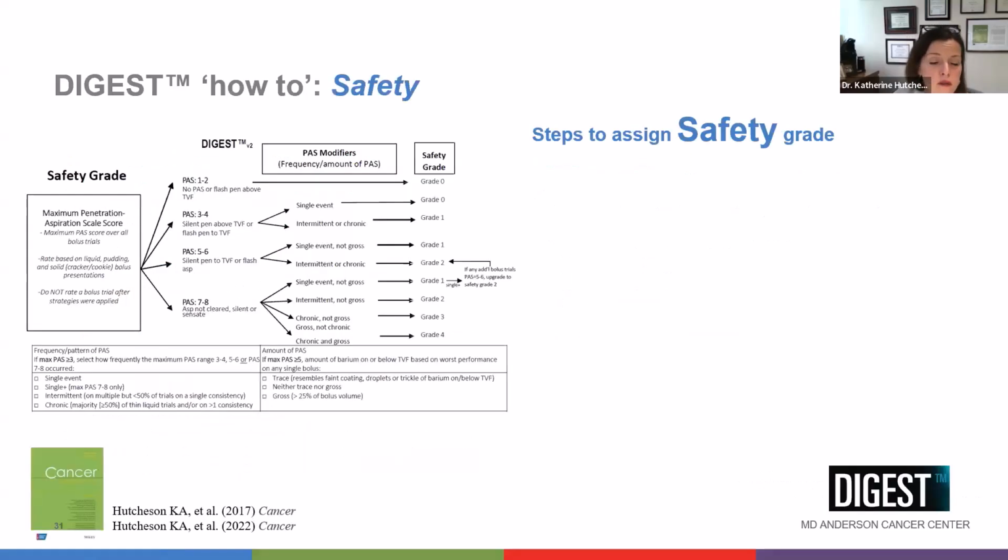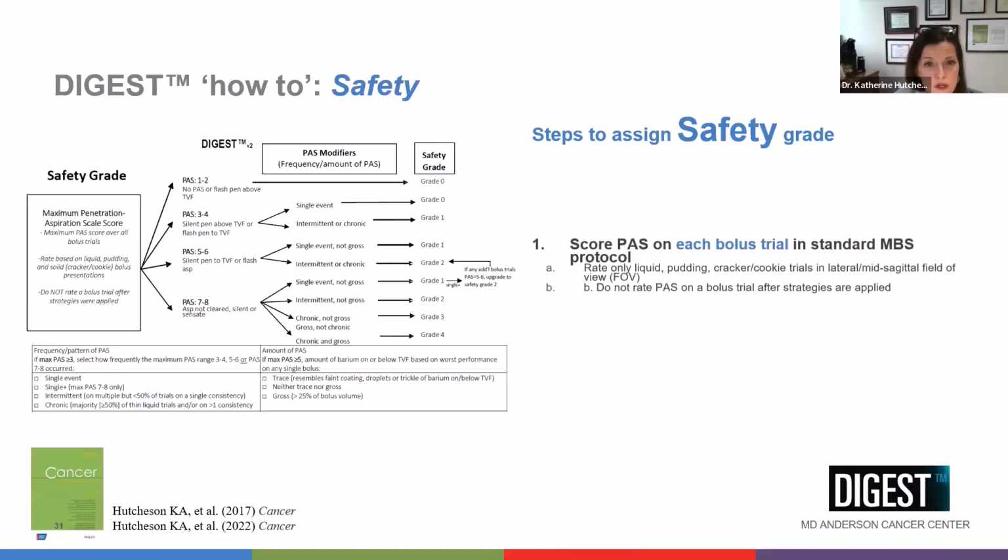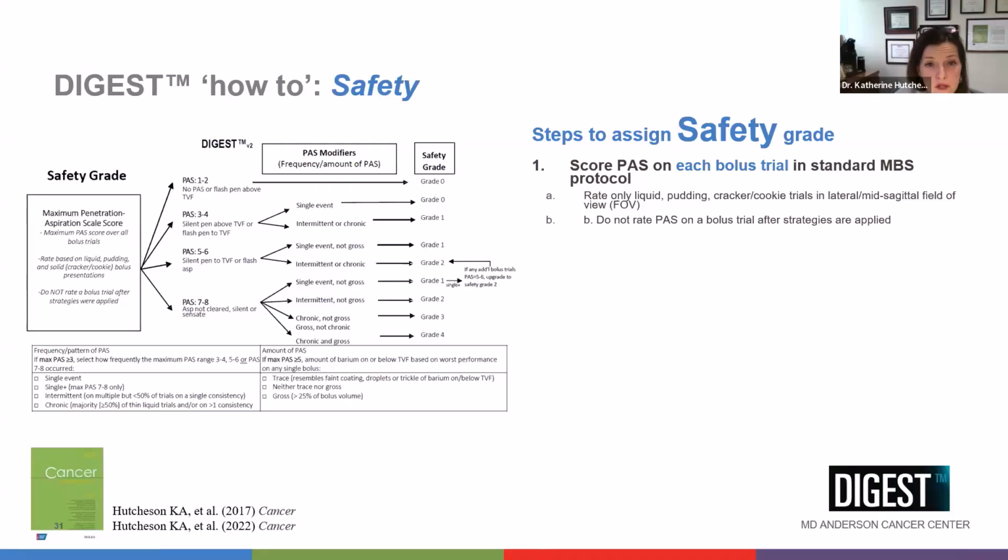So here you can see in a little bit more detail the steps to assign a safety grade. So you start by scoring penetration aspiration scale scores for each bolus in the trial. You do not rate the penetration aspiration scale score on a bolus trial after a strategy has been applied. So if you observe silent aspiration, then you tell them to cough and they clear it, you would still score that an 8.